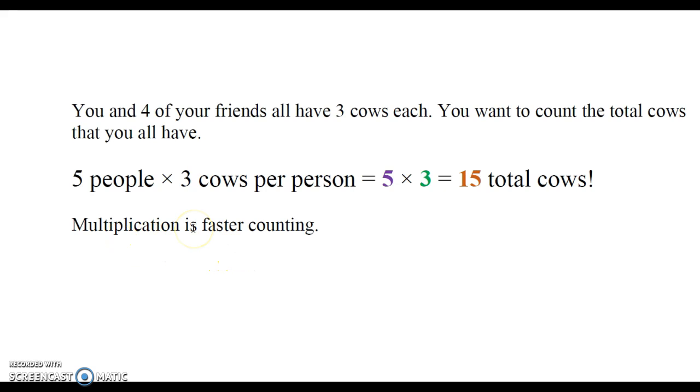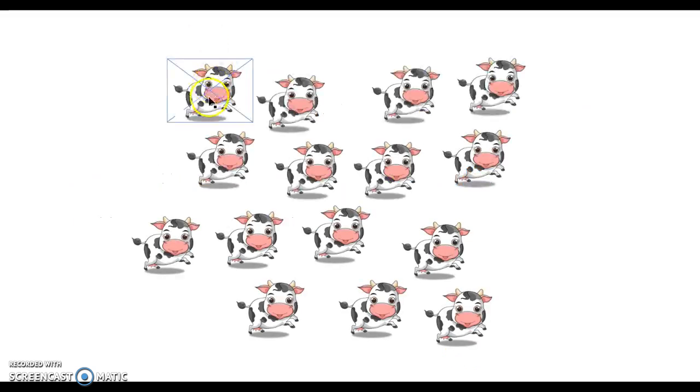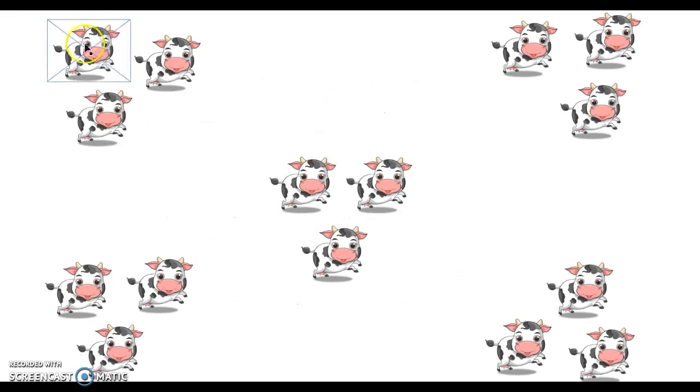Multiplication, as you may or may not know, is basically just faster counting, right? So instead of saying, okay, I have 1, 2, 3, 4, 5, 6, 7, 8, 9, 10, 11, 12, 13, 14. Okay, it's 15, sorry. It's 15 total cows and you got to count them all up. Instead, we can group them off and we can say, okay, well, here's a group of 3 and another group of 3. 3, 3, 3. 3 times 5 is 15 and we still get 15.